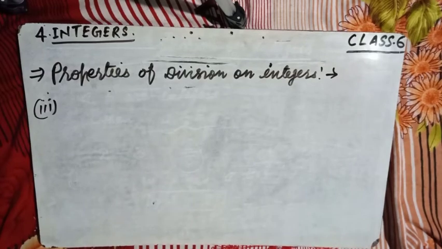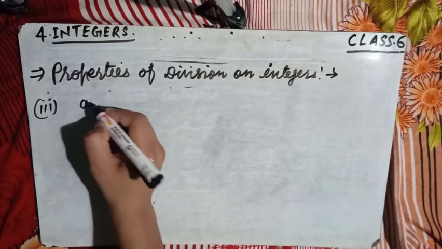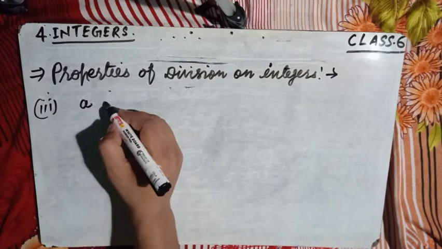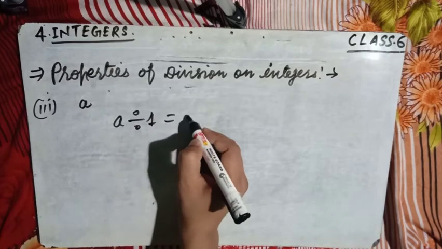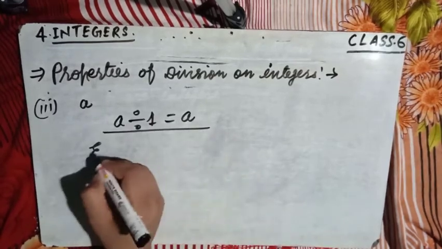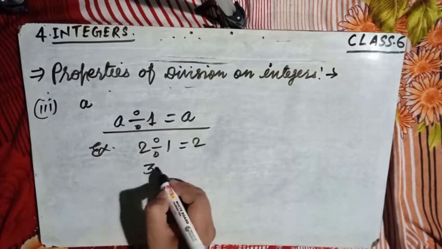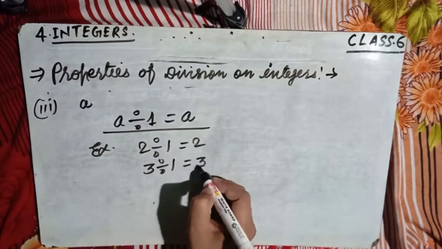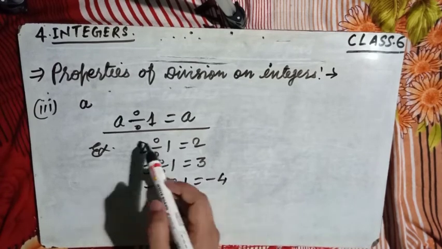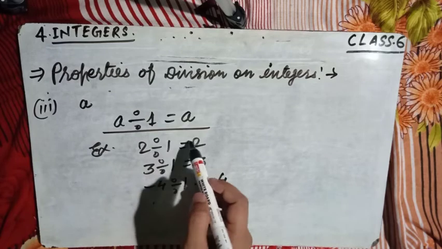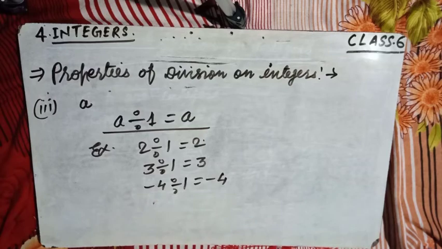Third point: if a is an integer, then a divided by 1 is equal to the integer. For example, 2 divided by 1 is equal to 2, 3 divided by 1 is equal to 3, minus 4 divided by 1 is equal to minus 4. That means any integer divided by 1 gives us the same integer.